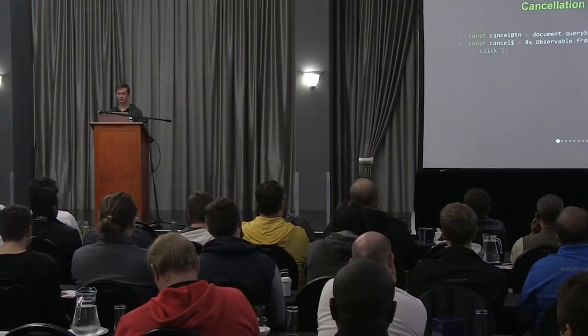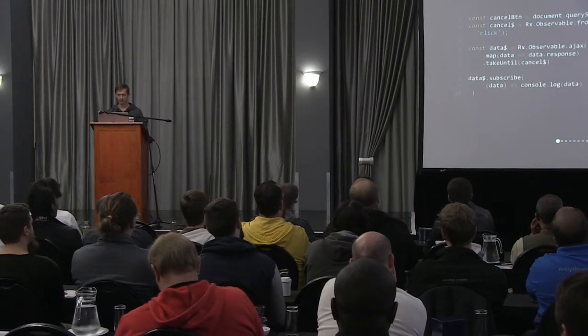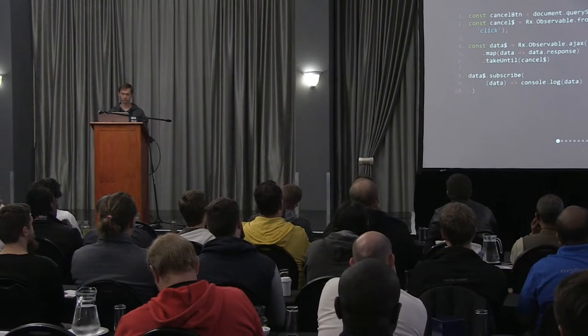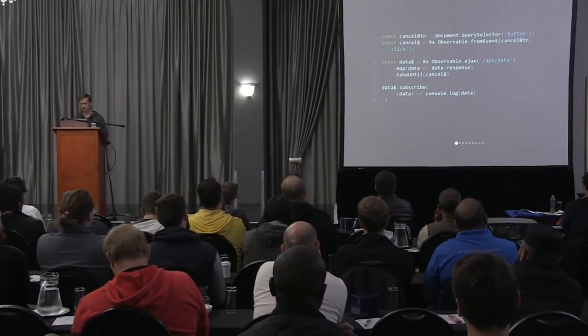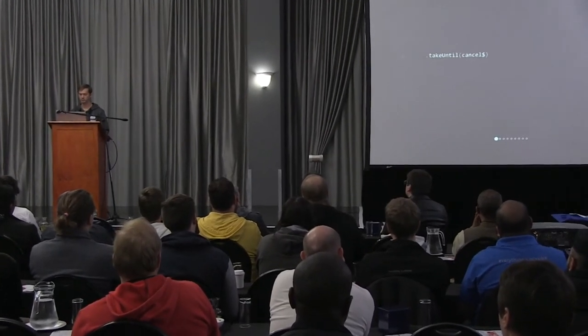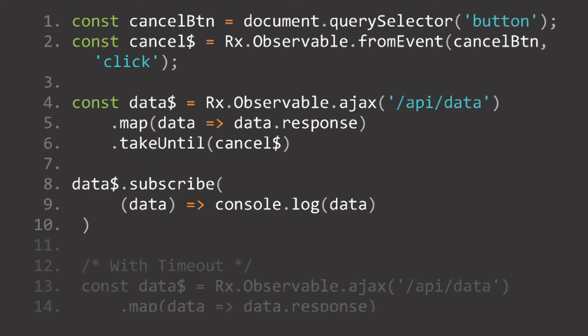Let's take a look at some code. What we can do is create an observable called cancel$ from a cancel button. And we can create another observable from an Ajax call. And now we can just add the takeUntil operator and pass through the cancel button. Now what will happen is we'll make an Ajax call, and if the Ajax call is still in progress and we click on the cancel button, we will cancel it.